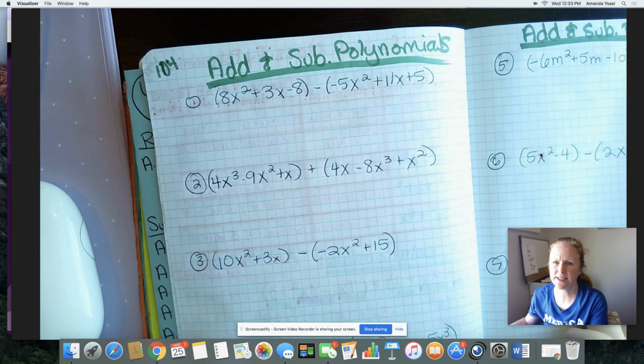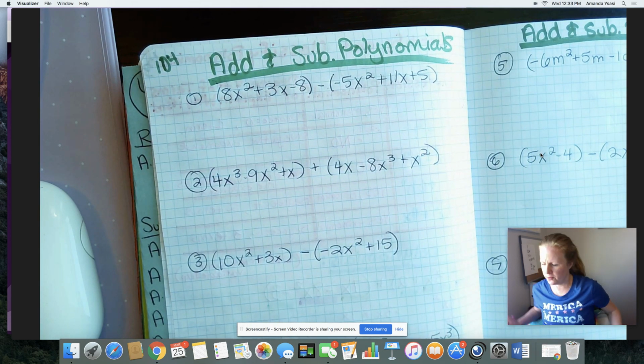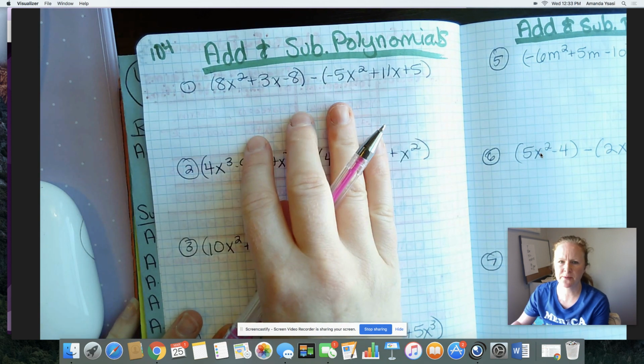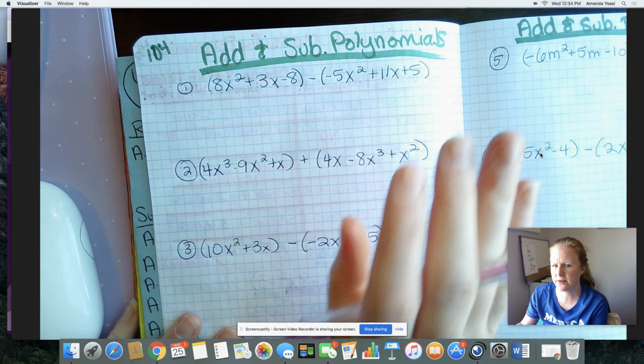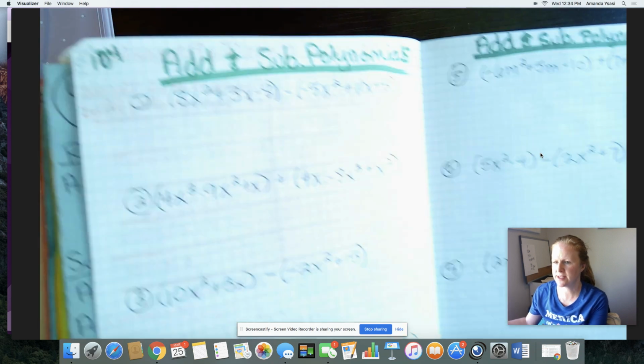So let's continue on with adding and subtracting polynomials. I have some problems here, so go ahead and write this down. We are actually going to do 7 problems together.